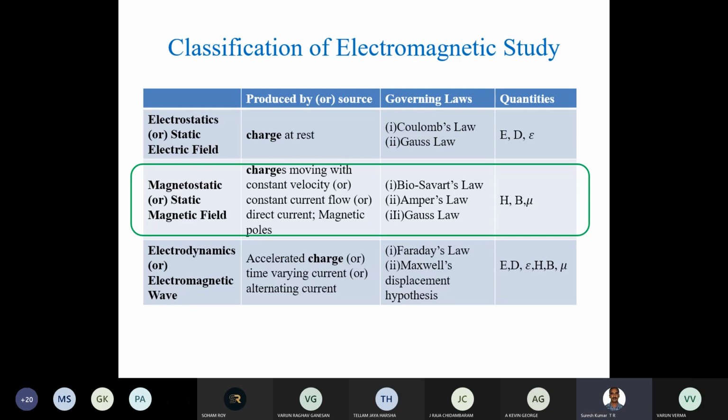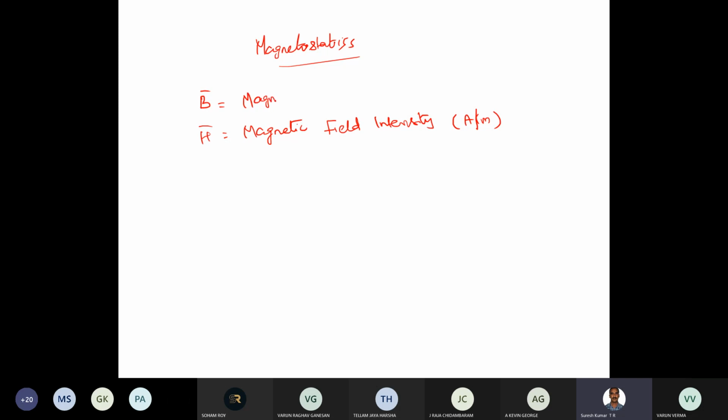In magnetostatics, like electrostatics where you have quantities like electric field intensity and electric flux density, you have quantities like magnetic field intensity, H, the unit is amperes per meter, which is analogous to the current. B vector is the magnetic flux density.